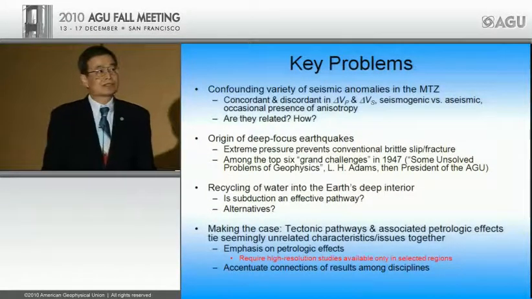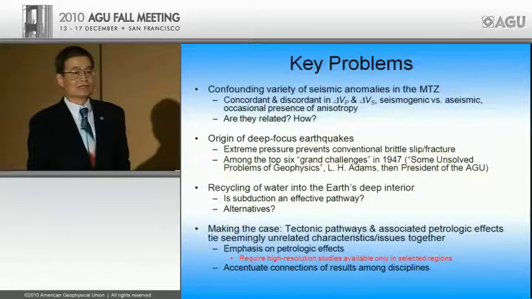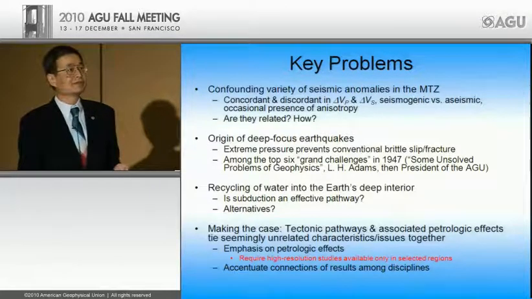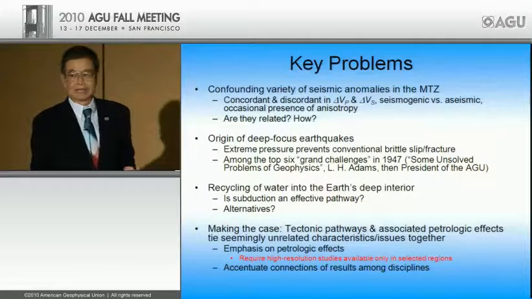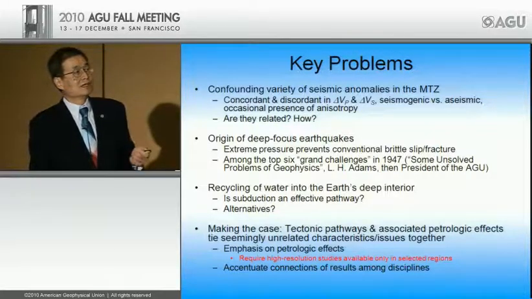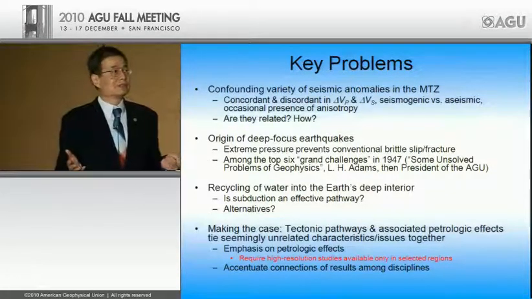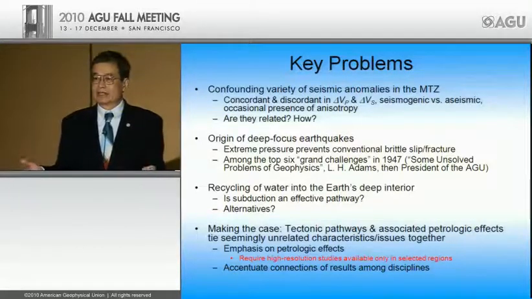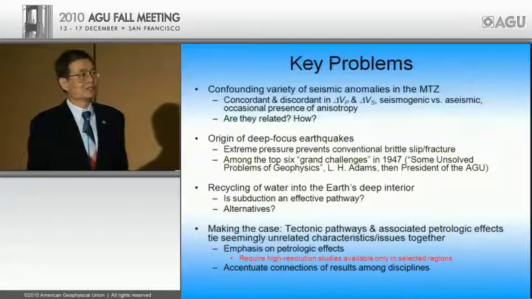Now, if we look closely at these different seismic anomalies, it turns out there is a confounding variety of them. Some of them show up in both P and S waves. They give consistent amplitudes. Some of them don't. Some of them are associated with very large earthquakes, up to magnitude 7.5 or so. Some of them are aseismic, no earthquake activity. Most of the anomalies are isotropic, but some of them are anisotropic. So are they all related? And if so, how?